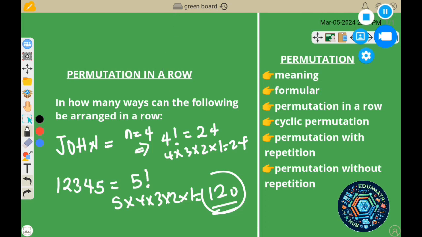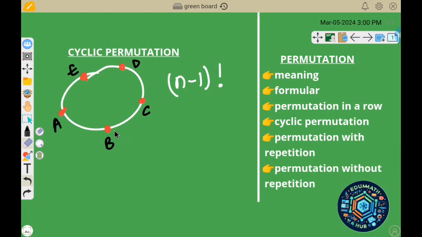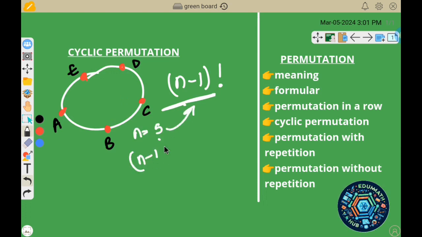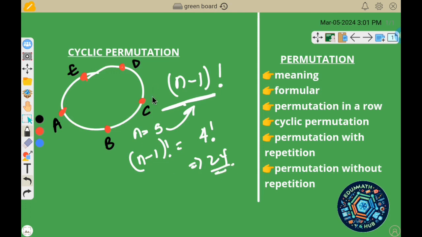Now let's move to cyclic permutation. So when you are dealing with permutation in a circular form, or cyclic permutation, or you're trying to arrange objects along a circular path, the formula to use is n minus 1 factorial. Okay, if you want to arrange 5 boys around a circular table, so n will be equal to 5. Then plug into this formula, that will give you n minus 1 factorial, which is 5 minus 1, that will give you 4 factorial. 4 factorial will give you 24. Okay, now that's how to arrange objects around a circular path.